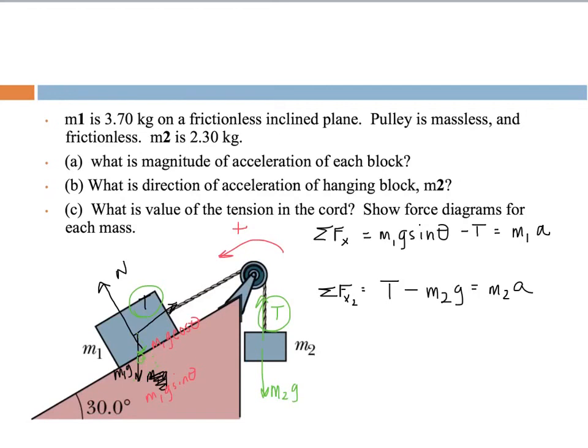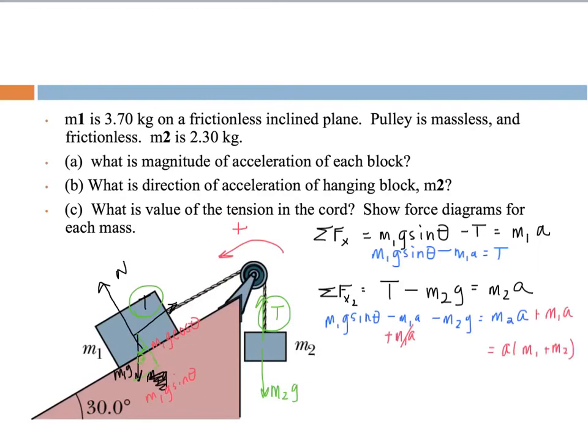Again, 2 equations, 2 unknowns. We're substituting in for tension. So if I rewrite my first equation, I get m1g sine theta minus mass 1 times acceleration is equal to tension. So I moved tension to the other side, and I moved m1a to this side. Now I have an equation for tension. Now I can substitute that into my second equation. Now all we need to do is solve for acceleration.